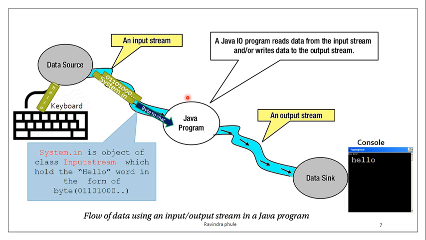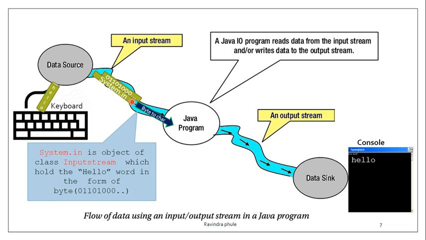Suppose this is my keyboard and I've just typed hello. Now this hello is moving from my keyboard to the input stream. But who is going to carry this hello world? Try to read this: System.in is an object of which class? InputStream class, which holds the hello world in the form of bytes. Bytes are nothing but zeros and ones.